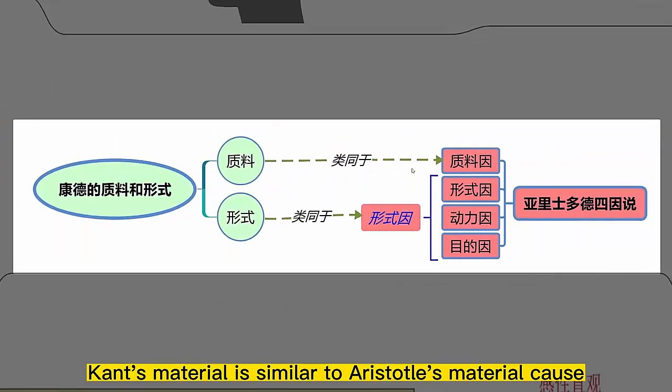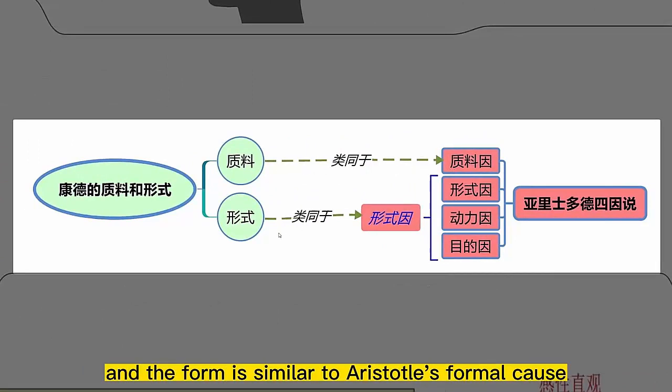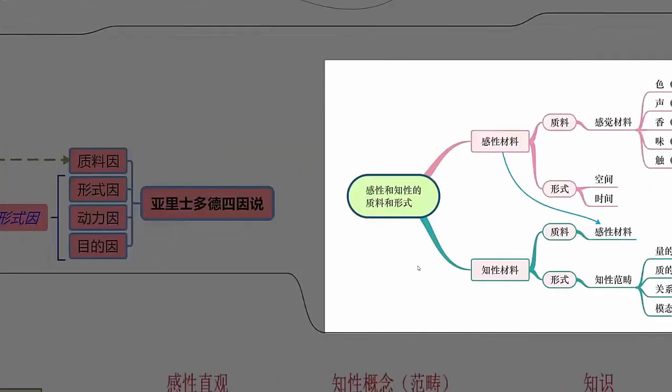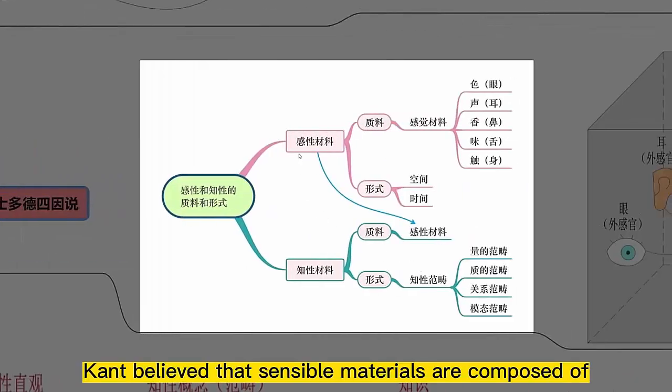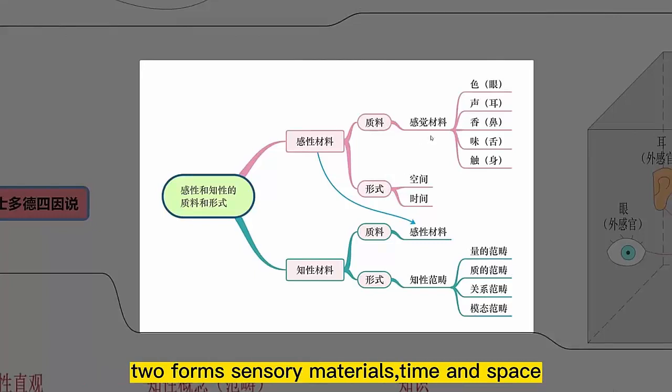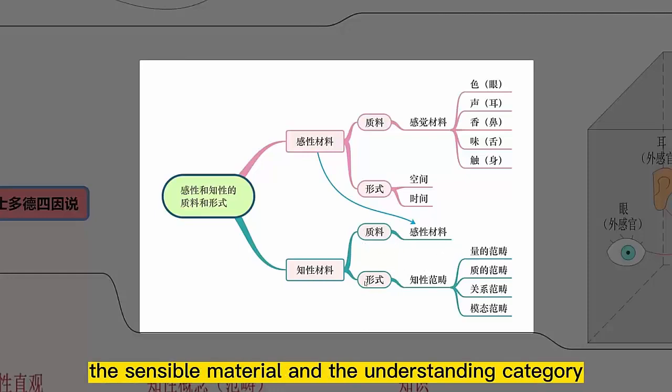Kant's material is similar to Aristotle's material cause, and the form is similar to Aristotle's formal cause. Kant believed that sensible intuition is composed of sensory material and two forms, time and space. Understanding materials are composed of the sensible material and the understanding category.